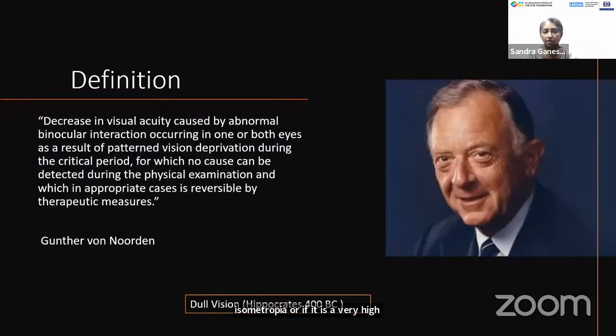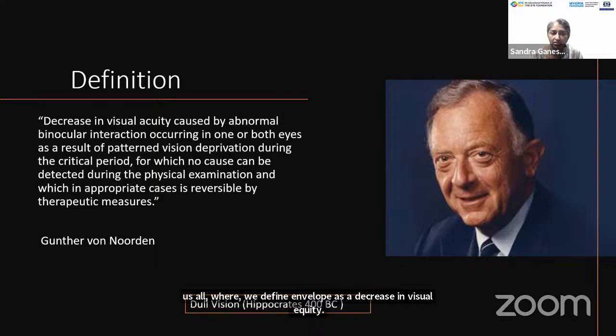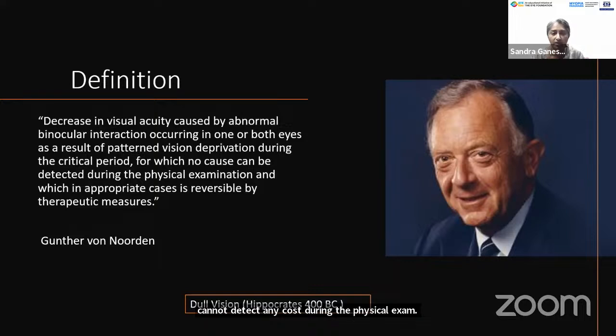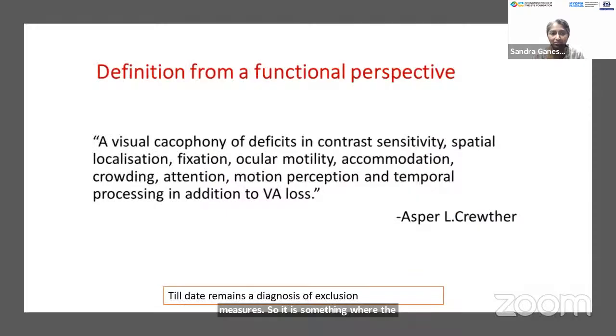So let's go into the history a bit. Amblyopia is a concept which was recognized as early as 400 BC by Hippocrates, who defined it as dull vision. Von Noorden's definition is very famous and known to us all, where we define amblyopia as a decrease in visual acuity caused by abnormal binocular interaction, which occurs in one or more eyes as a result of pattern vision deprivation during the critical period, for which we cannot detect any cause during the physical examination, but in appropriate cases is reversible by therapeutic measures. So it is something where the doctor does not see anything and the patient also does not see.